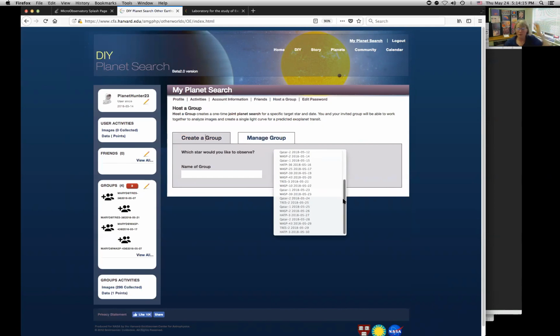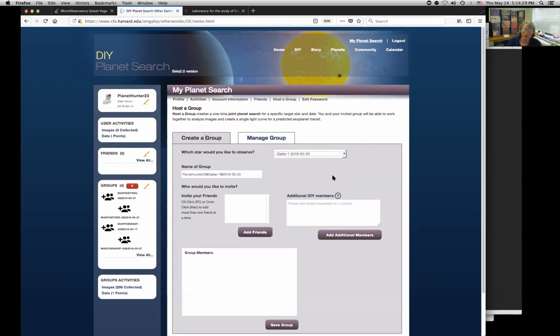So of course I'm Planet Hunter 23 right now, so I've never hosted a group. So if I choose, I don't know, Cotter 1 from a couple nights ago, I don't have any friends. I should definitely log out and log in as me. So anyway, DIY has these social media features. It allows you to make friends, to include friends in your groups that you know you're going to want to invite over and over. So you can have your students all make accounts. Then if you know their username, you just type those in and you can add them.